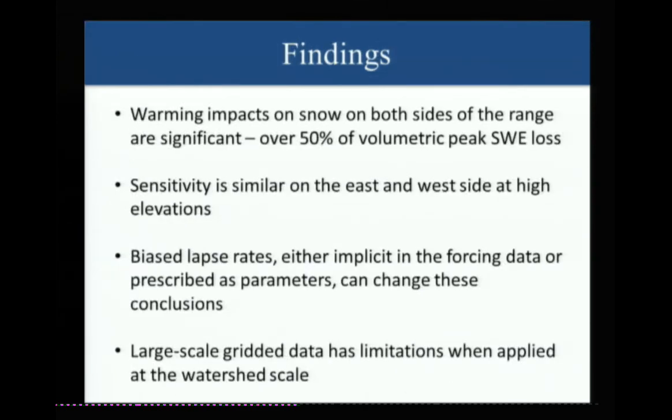So to conclude with our findings, we found that warming impacts on snow on both sides of the range are very significant. In the case of basin-wide volumetric SWE, over 50% with a 2-degree warming. Sensitivity appears to be similar at high elevations on both sides of the range, but biased lapse rates or biased forcing data can change the conclusions that you draw about that sensitivity. And so the use of large-scale gridded climate forcing data sets, which we use here to run our model, have certain limitations when applied at a high-resolution watershed scale.